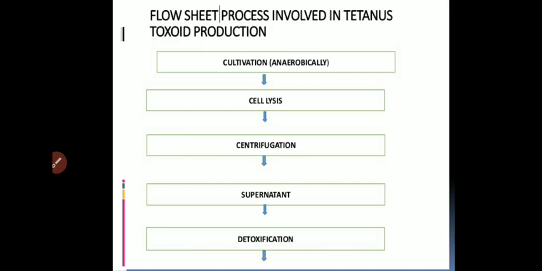Like for the inactivation process, formalin, formaldehyde are added. After the detoxification, the next step is of purification. Purification of toxoid is carried out by the process of ultrafiltration. Here the filter consists of near about 0.2 micrometer pore size.